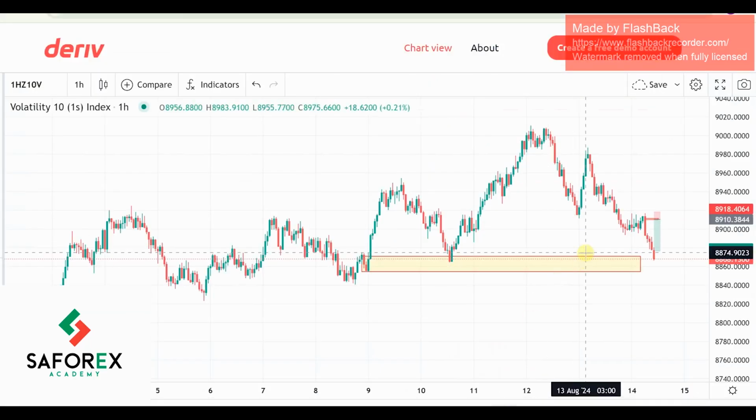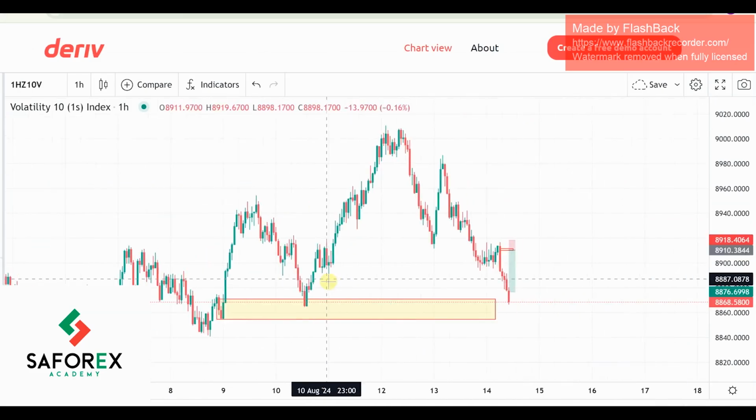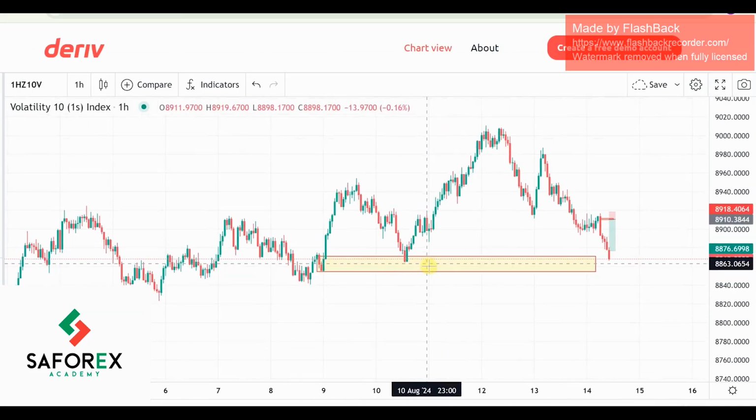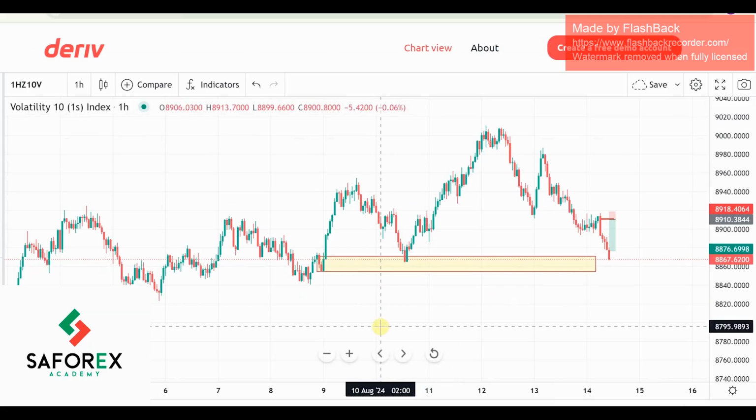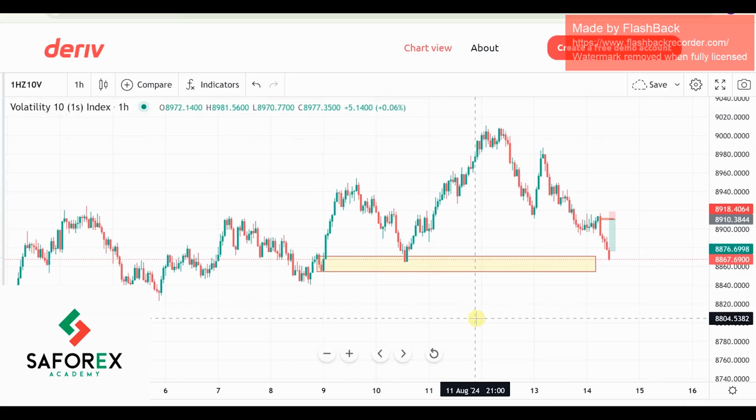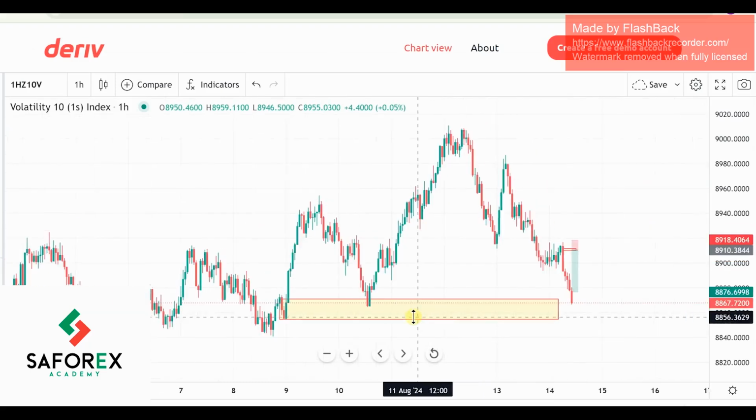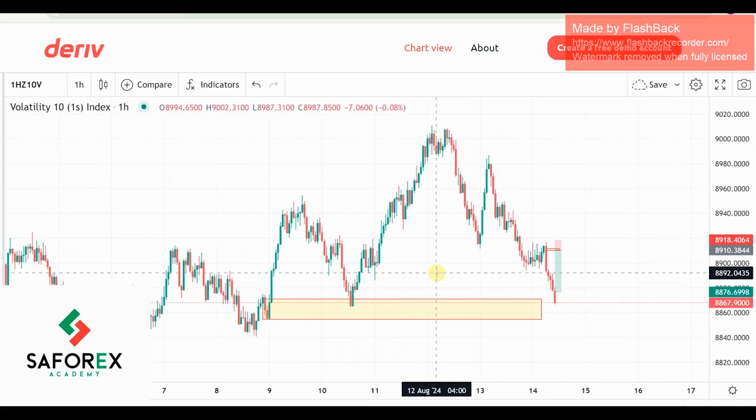So that is the fair value gap, and sorry, that is the mitigation block. Okay, mitigation block. All right. So see you in the next class. Thank you. And keep practicing. Practice, and you will master all the concepts effectively.